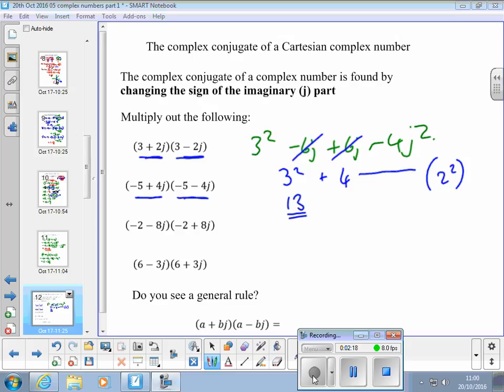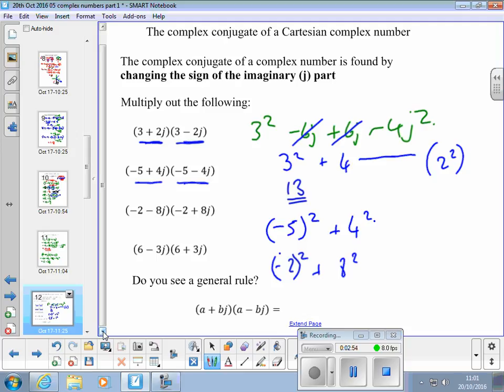The answers to all of these: this one is minus 5 squared plus 4 squared. This one is minus 2 squared plus 8 squared, and so on. When you multiply by the complex conjugate, you cancel out the j term, and the result is the two constants a and b squared and added together. That's equal to a squared plus b squared.